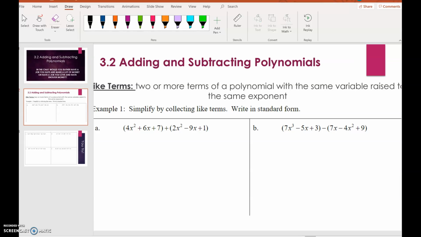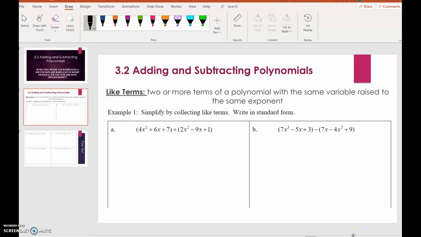So here we go. Let's look at like terms. When you're adding and subtracting polynomials, you're just going to go back to what you were doing in Algebra 1, where you're combining your like terms, the ones with the same variable with the same exponent. So let's just go ahead and look at one of these examples down here.